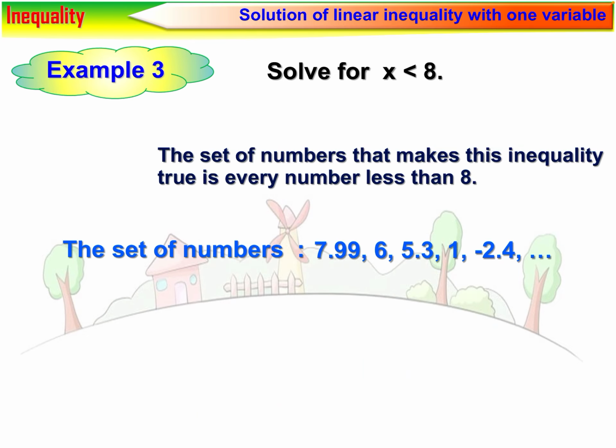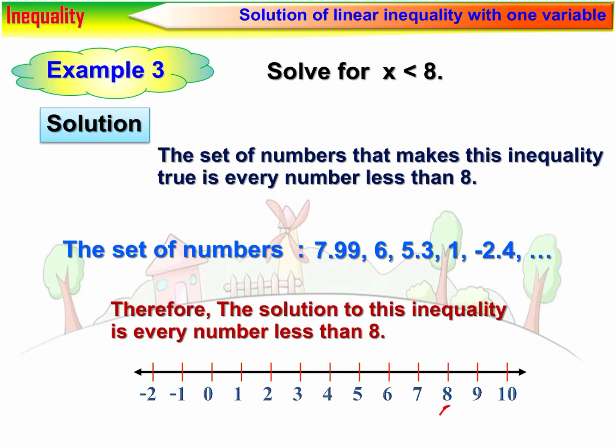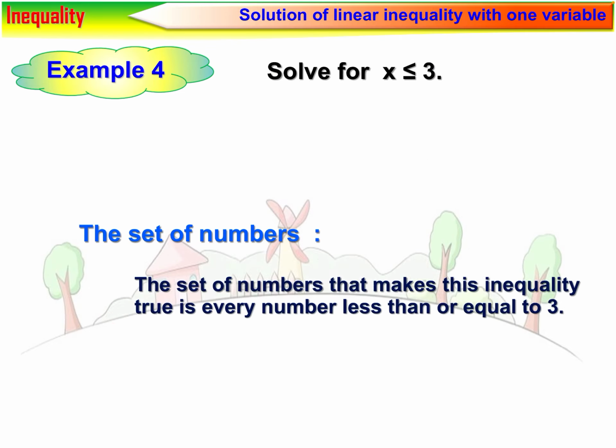Now, for x less than 8, easy. You just draw a number line. So you have number 8 on the number line, but it does not include 8. So we use an open circle. Go to the left hand side.